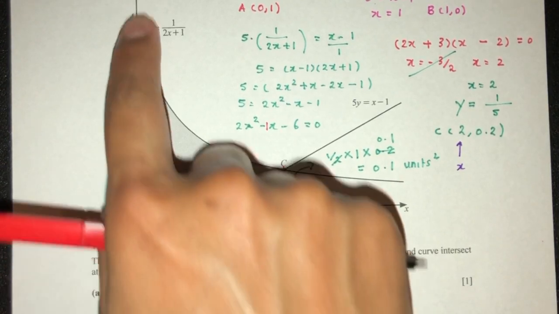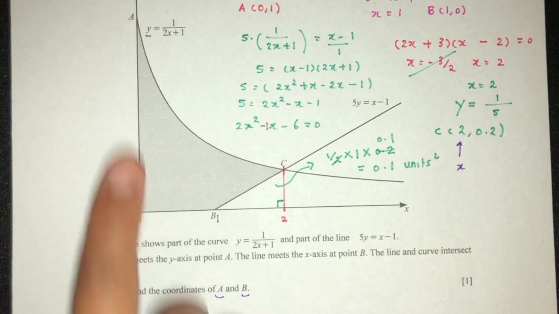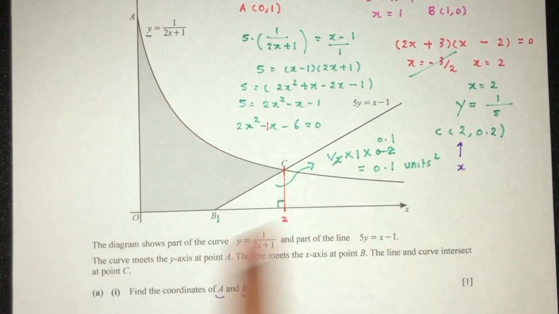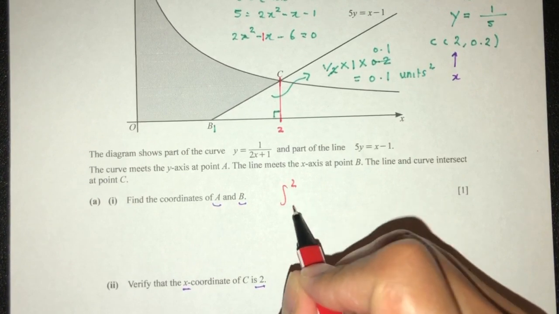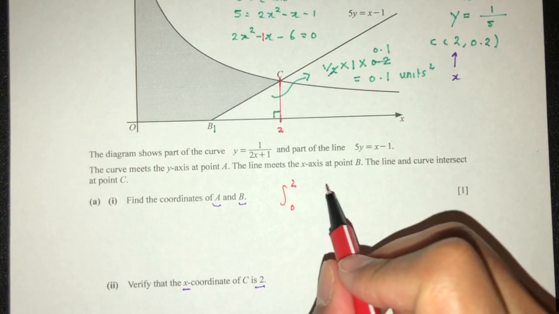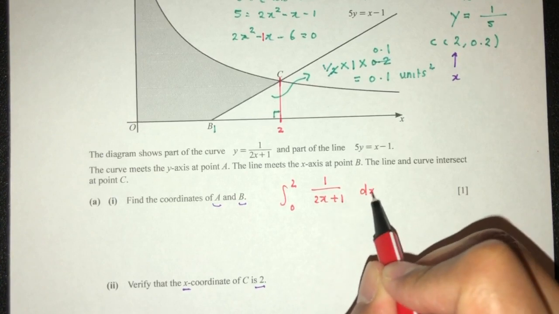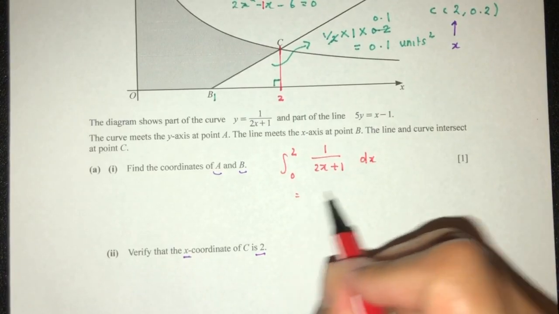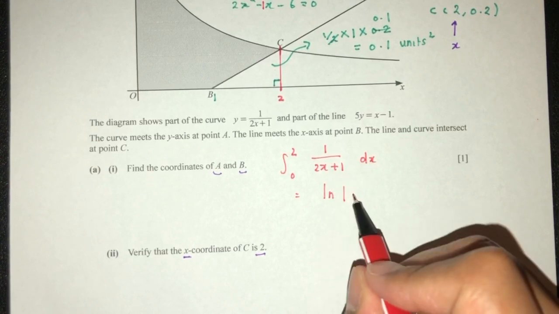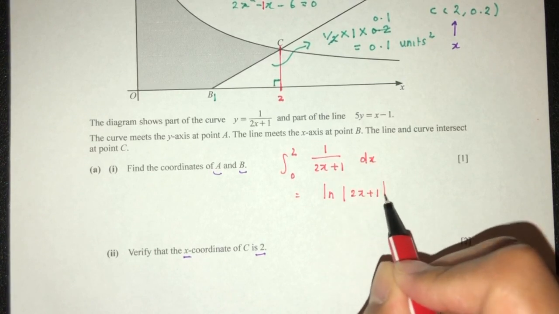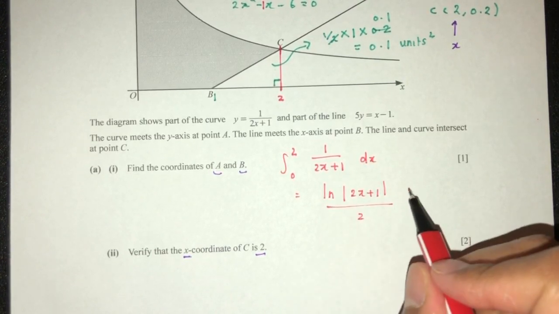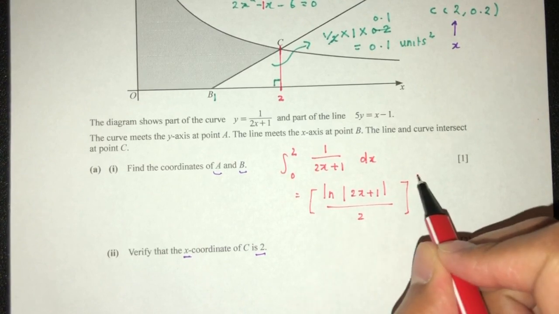Now we have to find the area of the whole thing. So as you can see, it will be area under graph between this and this. These are the limits. That will be limits of 2, 0. And the curve is given to you by 1 over 2x plus 1 dx. Pretty easy. That will be ln of the value here, 2x plus 1, then divide by 2. And limits we have is 2, 0.